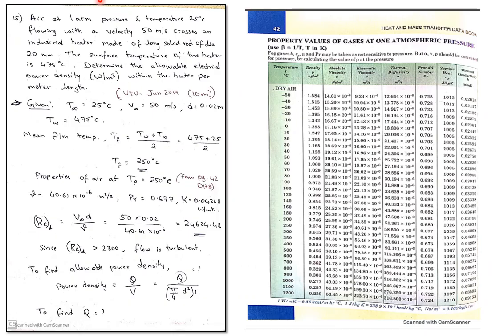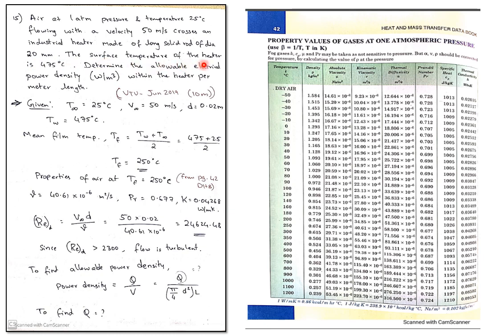Next, air at 1 atmospheric pressure and temperature 25 degrees Celsius, flowing with a velocity of 50 meters per second, crosses an industrial heater made of a long solid rod. He has given the heater which is made up of a long solid rod. It is also a type of cylinder. From here you can decide whether it is a cylinder or plate or sphere. The diameter is 20 mm.